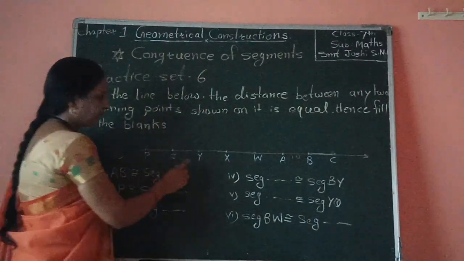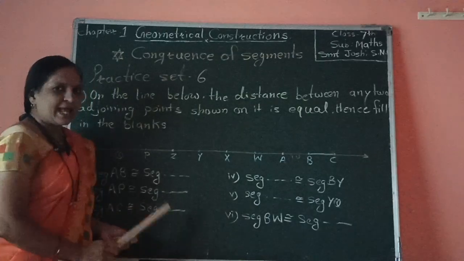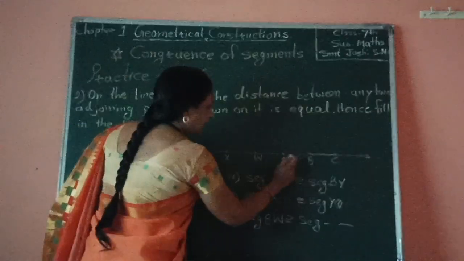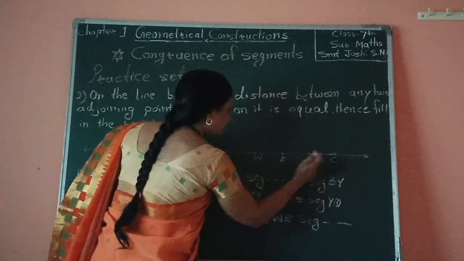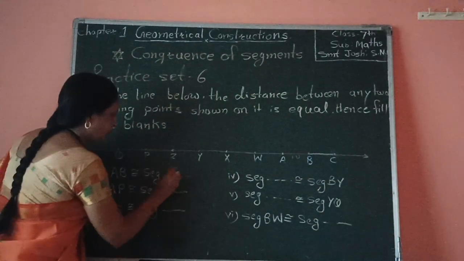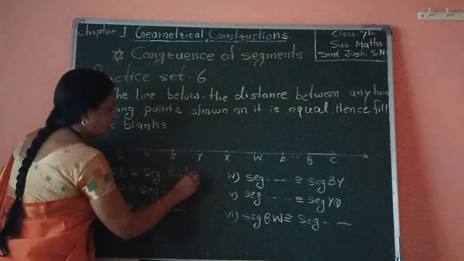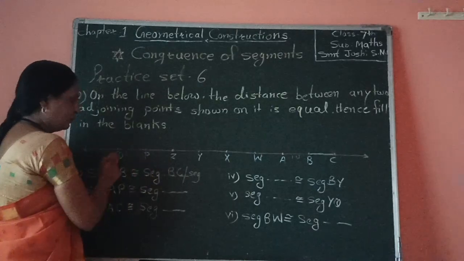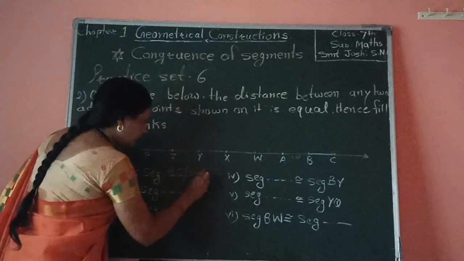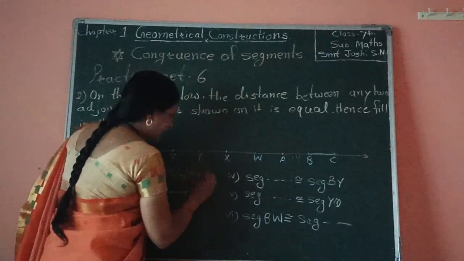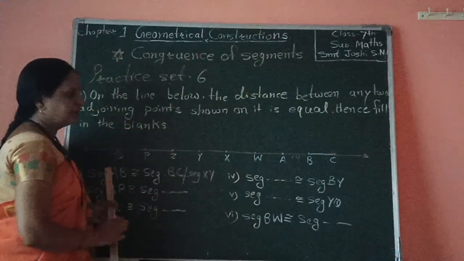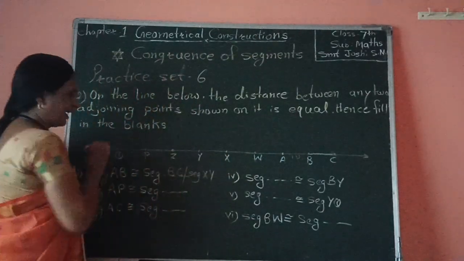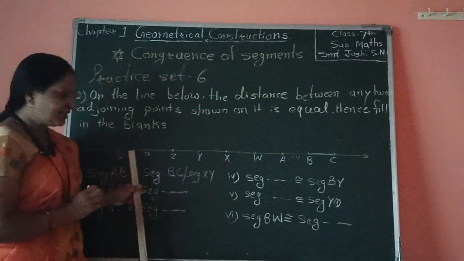You can write different answers for this question. I write AB equal to BC, or seg XY, ZY, QP, XY, because the distance between any 2 adjacent points on this line is equal.